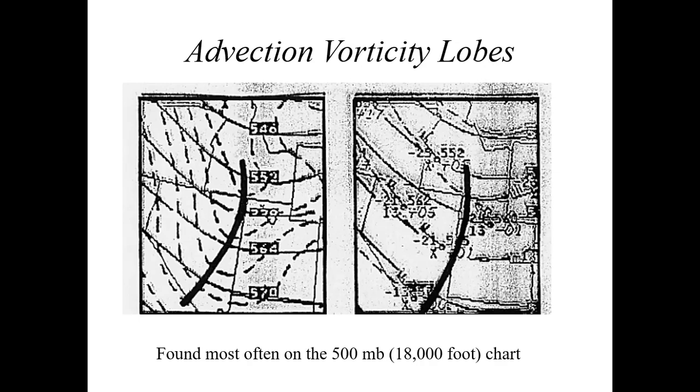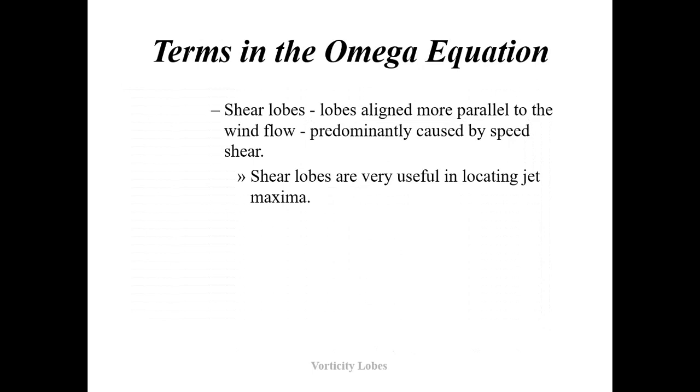The black solid line in this particular image indicates an advection vorticity lobe. I made a comment at the bottom of the slide: these advection vorticity lobes are mostly found at 500 millibars or 18,000 feet. They can also be found at the 10,000 foot level as well.